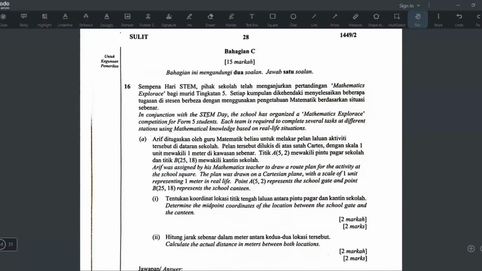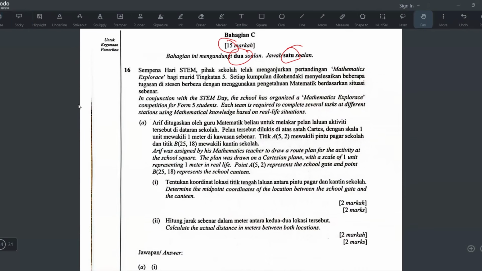Now we're doing bahagian C. This section contains 2 questions, answer 1 question, and 1 question is worth 15 marks. And usually in this section they will mix up all the chapters, the other A, B, C, D, all the chapters are mixed up. In this video I will do both the 2 questions. It means I will do all of it. I will not skip. All right, let's start with 16 and see what chapter this is.